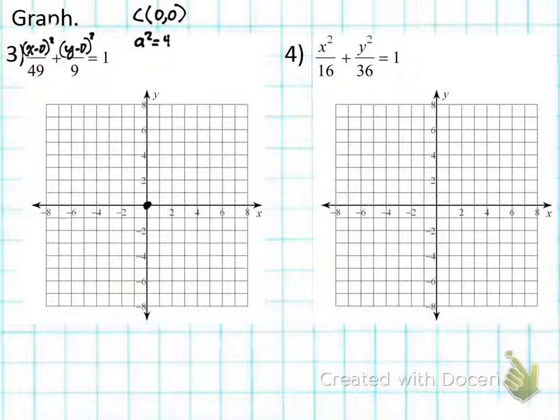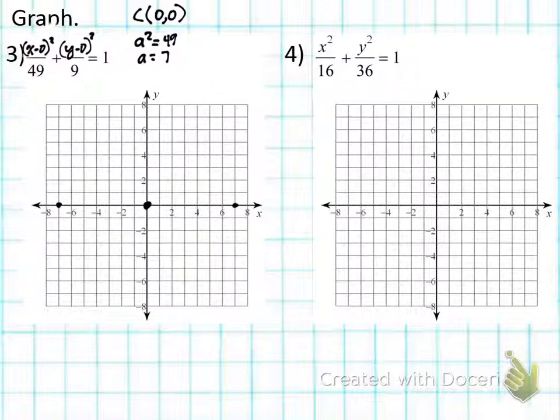How do I get a by itself? Square root both sides. You're working along with us, right, Ely? A is equal to what? 7. Okay, so again, a represents how far to the left and right from the center you're going to plot points. So count 7 to the left, plot a point. Plot 7 to the right, plot a point, please.